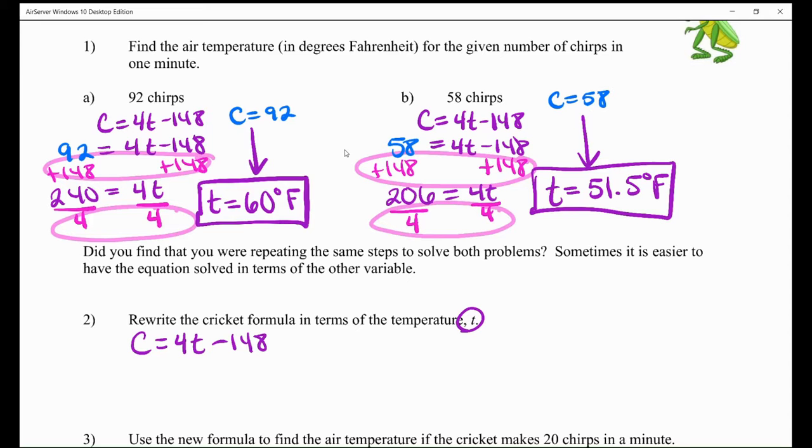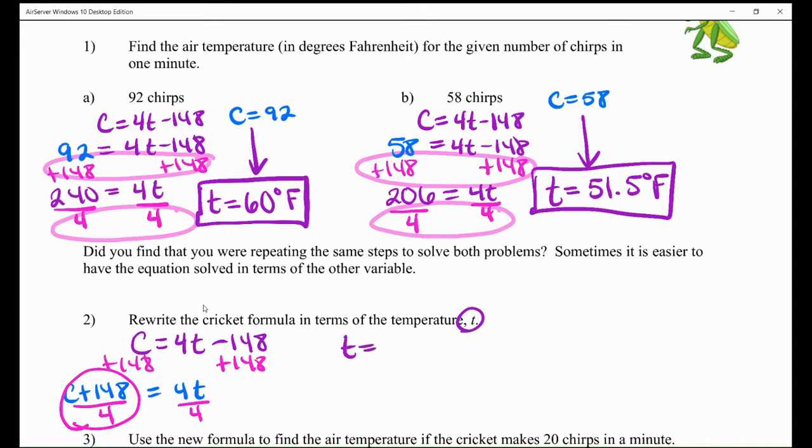So the first step is to undo that subtraction. We want to add 148 to both sides. C plus 148 is just C plus 148. And that equals 4 times t. The next step is to undo the multiplication. And we're multiplying by 4, so we want to divide both sides by 4. And there's our new formula.